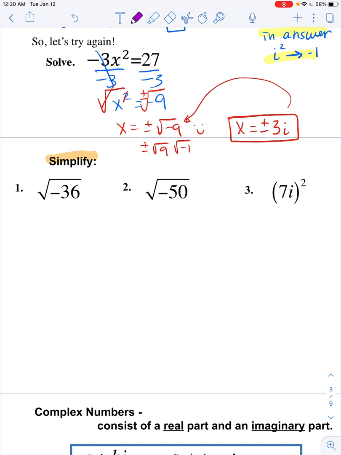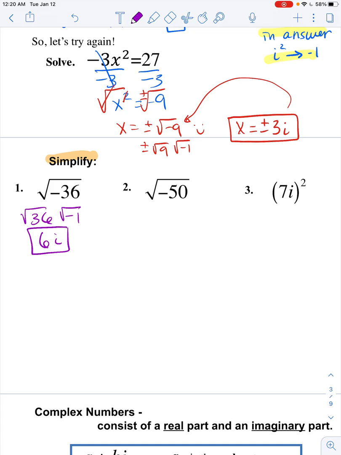I have to look at the square root and think, okay, what does this break down into? Well, this one actually breaks into the perfect square, 36, and then I've got a negative 1. So this comes out as a 6, this comes out as an i, so that simplifies to 6i.